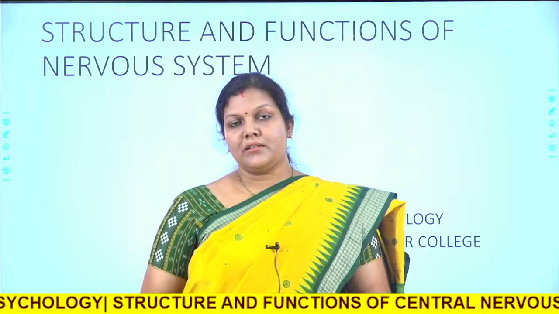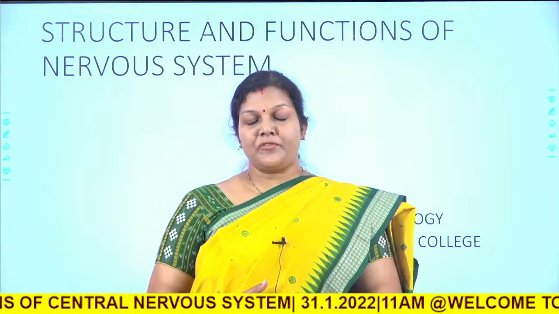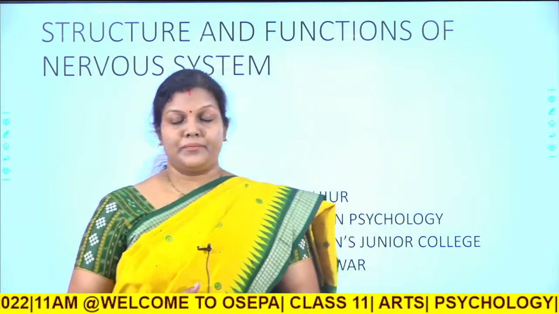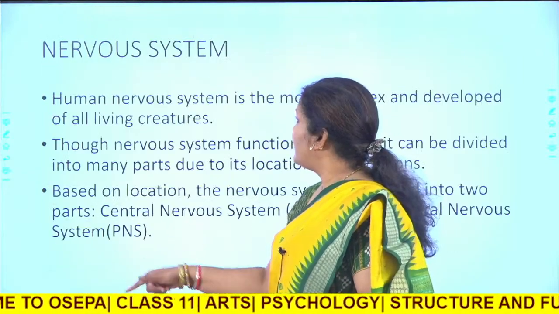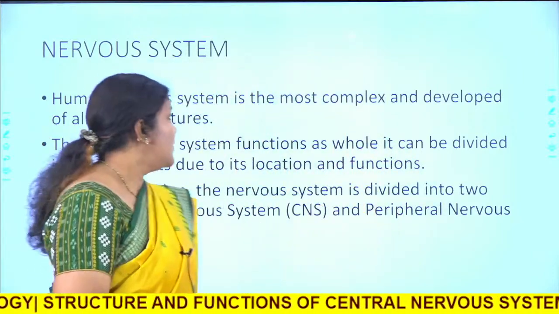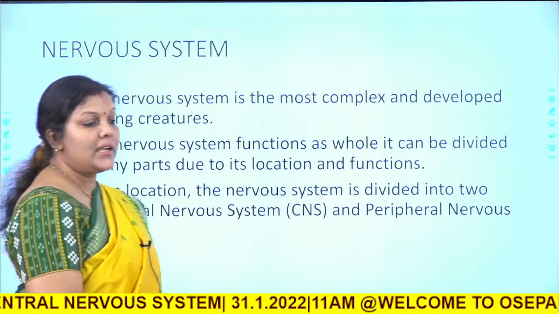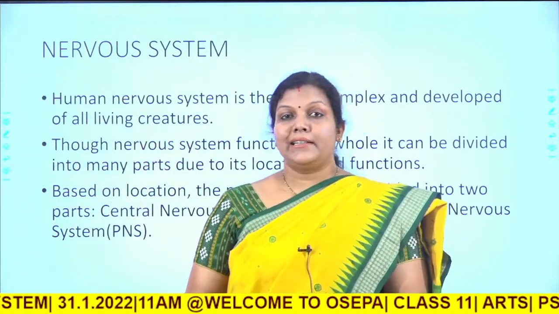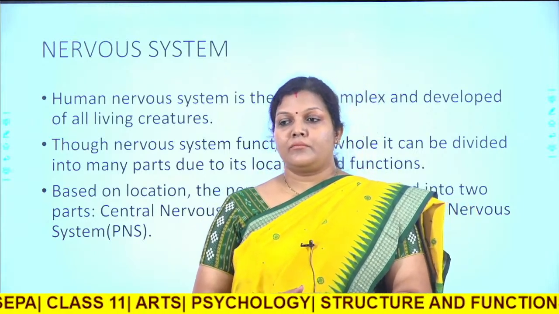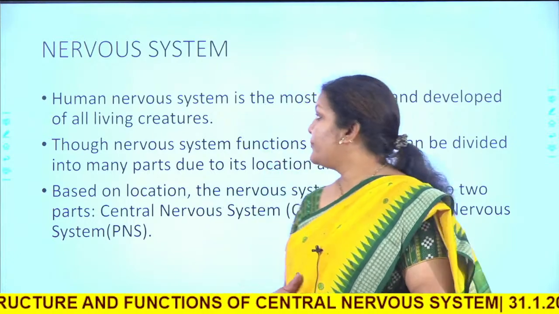The topic for discussion is the physiological basis of behavior. Specifically, the topic is the structure and functions of the nervous system today. First we must understand what the nervous system is about. The nervous system is the most complex and developed of all living creatures. It is the most complex and developed process in human beings that makes human beings a unique organism amongst all.